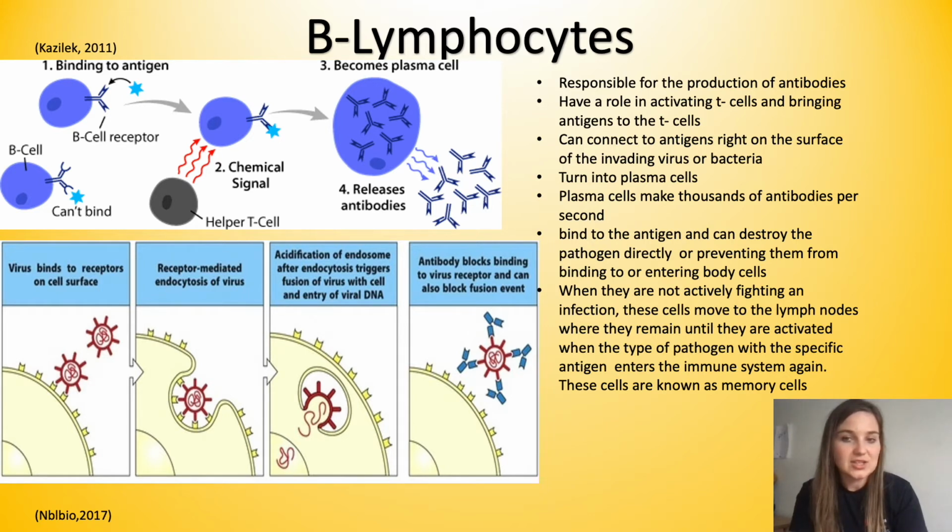Antibodies bind to the antigen and can destroy the pathogen directly, or by preventing them from binding together or entering the body's cells. As you can see on the diagram on the screen, they bind to the antigens and coat the pathogen, stimulating the removal of the pathogen by macrophages and other cells. When they are not fighting an infection, these cells move to the lymph nodes where they remain until they are activated when the type of pathogen with the specific antigen enters the immune system again. These are known as memory cells.